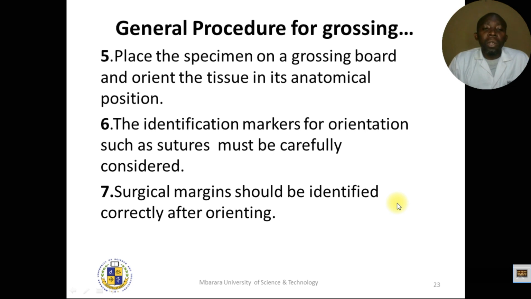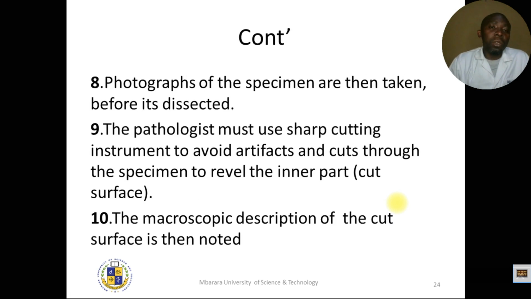Number 7, you need to look at the surgical margins, and these should be identified correctly after orienting. So when you orient your tissue very well, you are able now to identify that this is the superior, this is the inferior, this is the posterior, and this is the anterior, when you have properly oriented your tissue in its anatomical position.